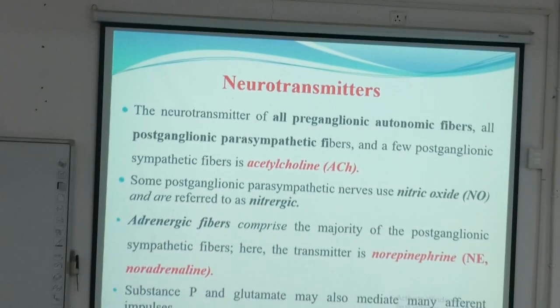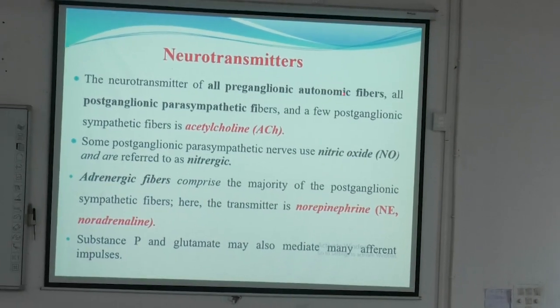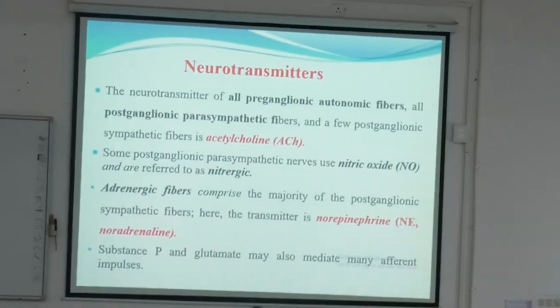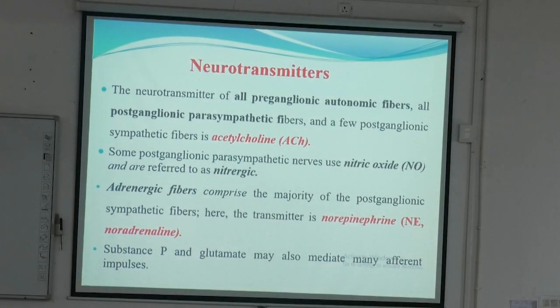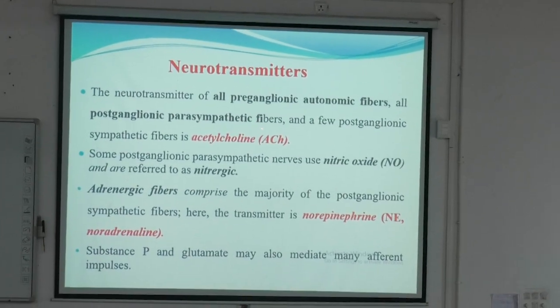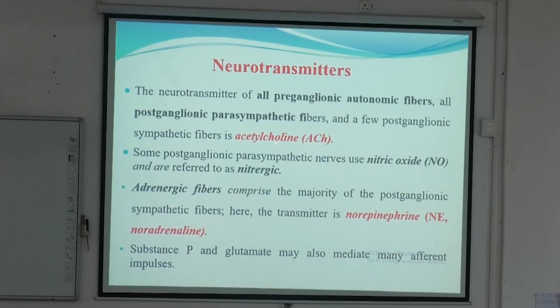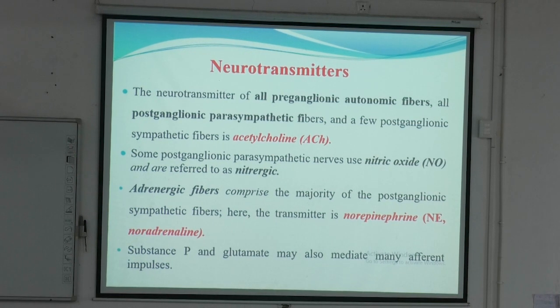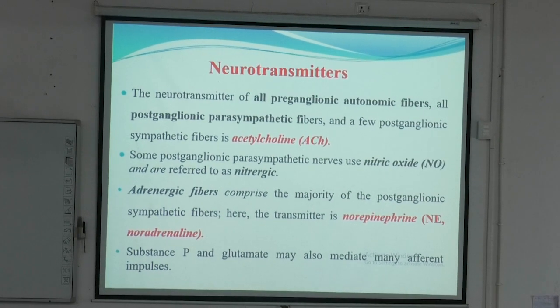For example, the eye. For autonomic fibers, all postganglionic parasympathetic fibers and a few postganglionic sympathetic fibers, the neurotransmitter is acetylcholine. Just remember, this is important. So all preganglionic autonomic fibers, whether sympathetic or parasympathetic, the neurotransmitter is acetylcholine. All postganglionic parasympathetic fibers, the neurotransmitter is acetylcholine, and a few postganglionic sympathetic fibers, the neurotransmitter is also acetylcholine.